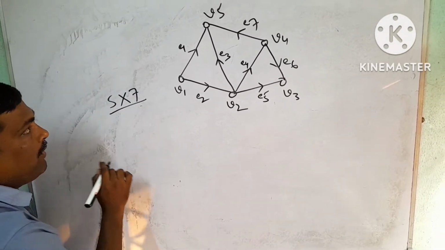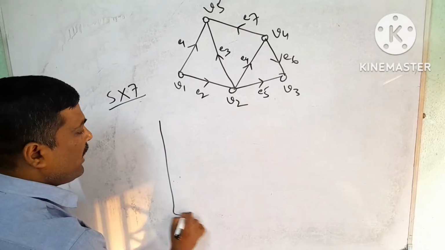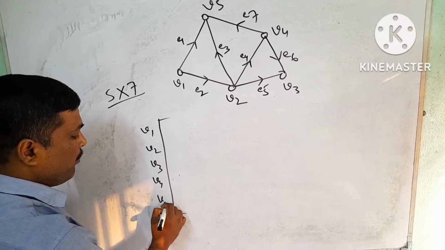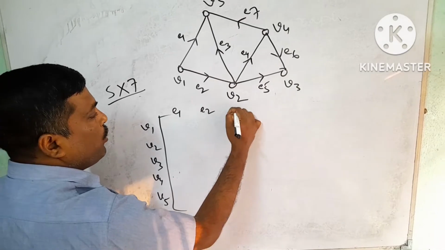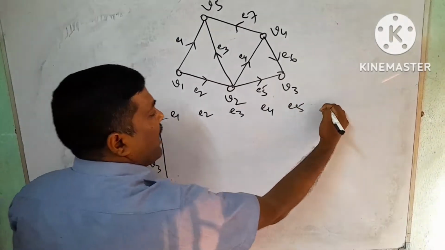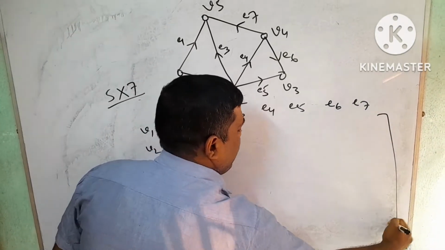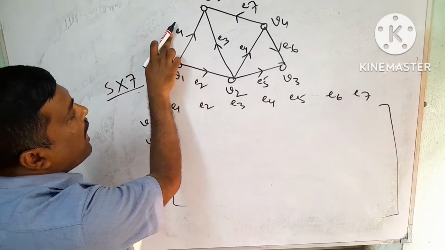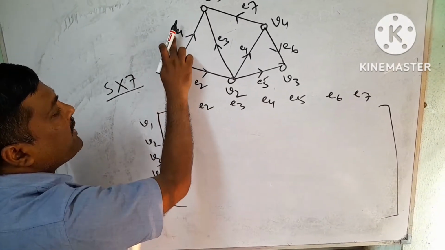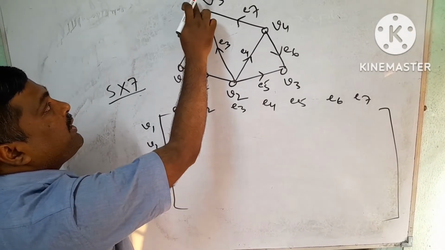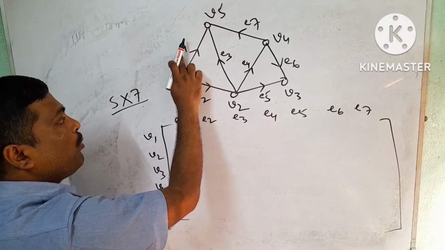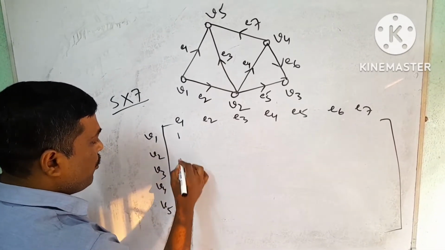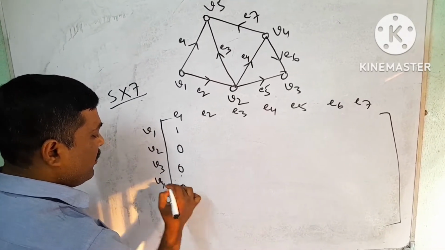5 vertices, 7 edges. Okay, so write V1, V2, V3, V4, V5, right here E1, E2, E3, E4, E5, E6, E7. Okay. Now see edge E1. E1 is incident out from V1, and E1 is incident into V5. So write here 1, and it is into V5, so right here -1. For all other cases it is 0, 0, 0.